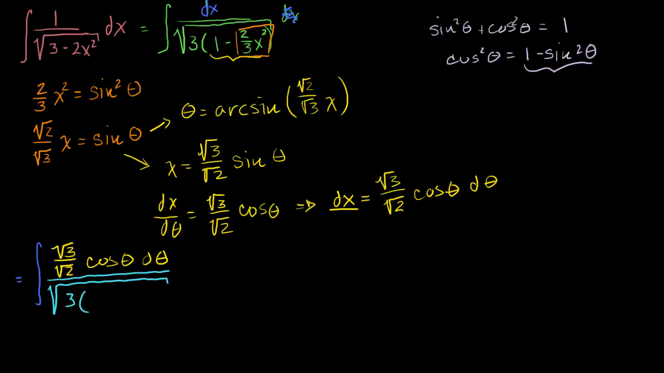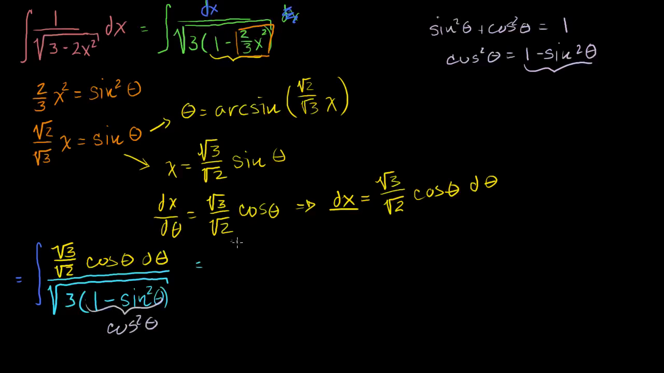Now, the denominator in my equation, I have the square root of 3 times, now it's 1 minus, now I said 2/3 x squared is equal to sine squared of theta, so 1 minus sine squared of theta. Now how can I simplify this? Well, what's 1 minus sine squared of theta? That's cosine squared of theta. So this thing right here is cosine squared of theta.